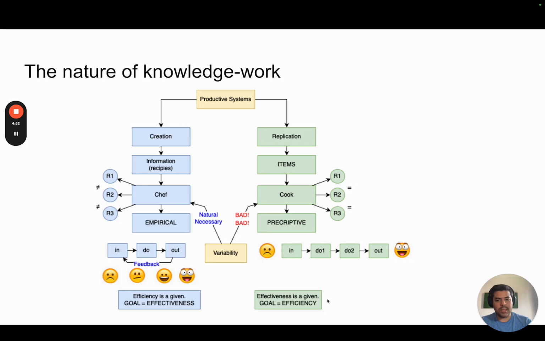And what this means is, okay, we know what we want. We want a Big Mac, right? There is no question about it. Effectiveness is a given. We know it, right? The goal is to produce it faster, to produce it cheaper, and to sell more of it. So the goal is to be efficient, right?